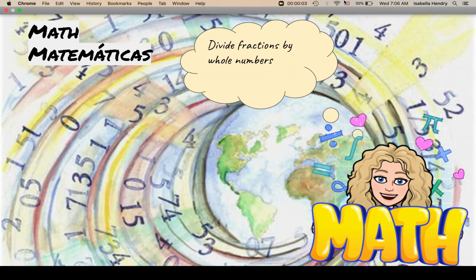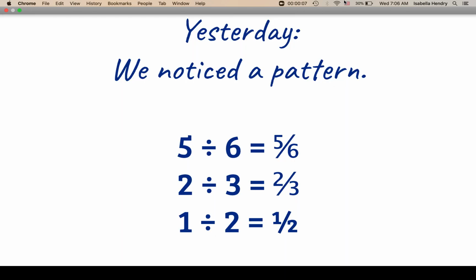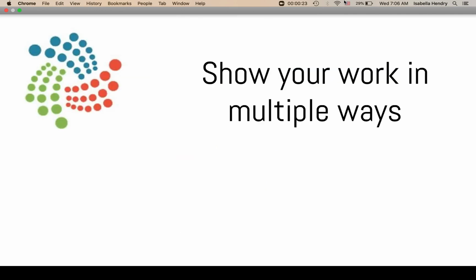So today we are going to be dividing fractions by whole numbers. Yesterday we noticed a pattern. 5 divided by 6 is 5/6. 2 divided by 3 is 2/3. 1 divided by 2 is 1/2. So that's pretty cool. Today we're going to start dividing fractions by a whole number.